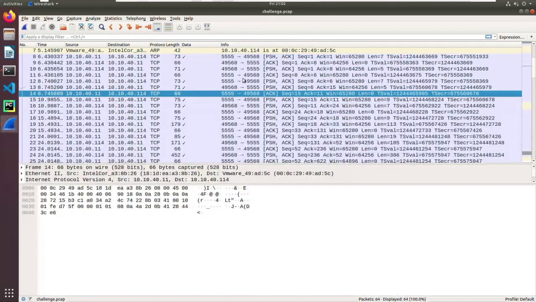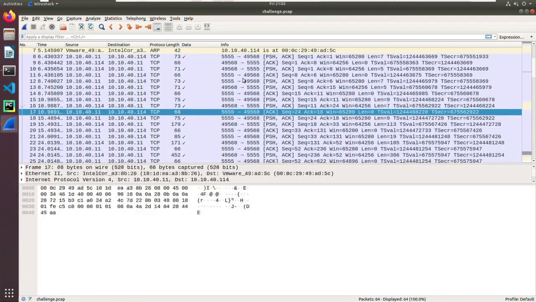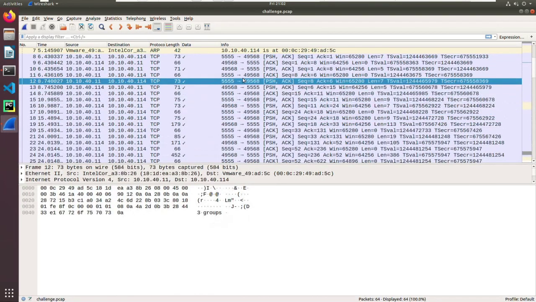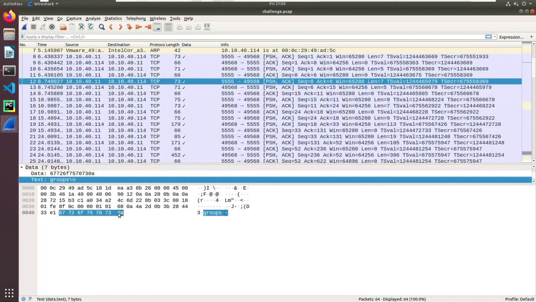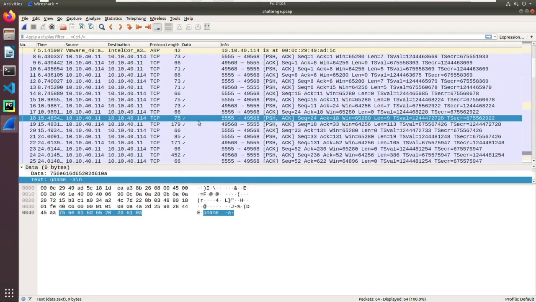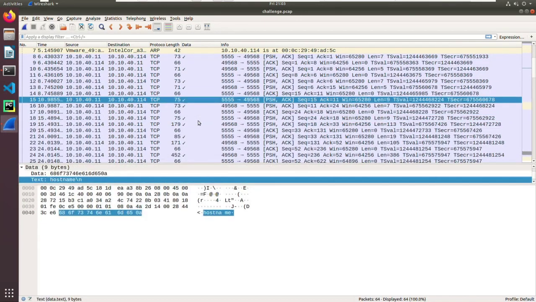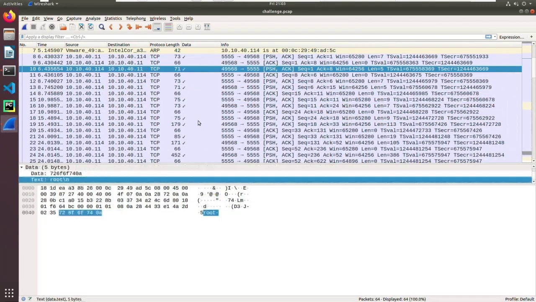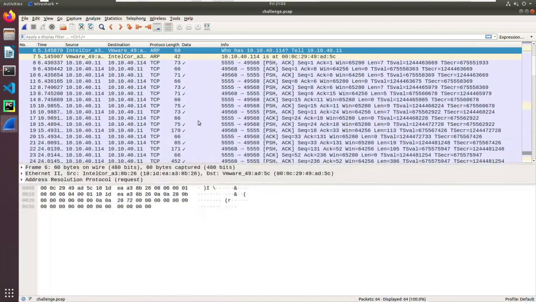Exactly, so it's the same two hosts essentially speaking with each other, right? So pretty simple, there's a conversation happening here. You start seeing maybe in the data here some strings, right? Like hostname, root, groups, root, whoami, right? Stuff like that.